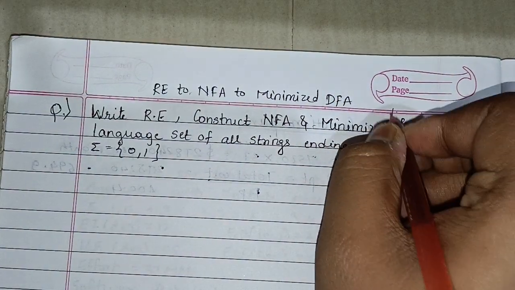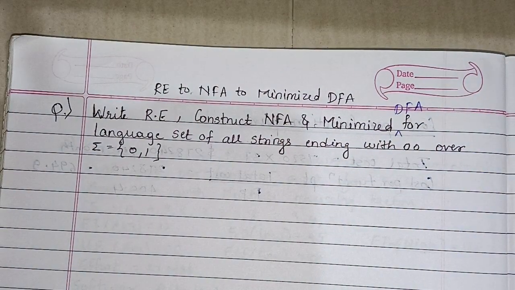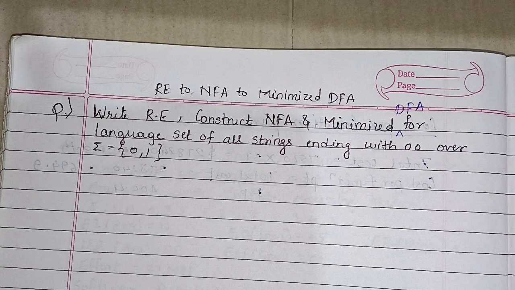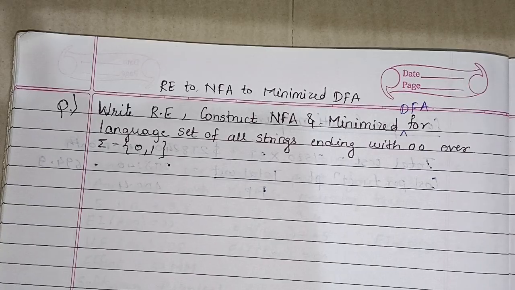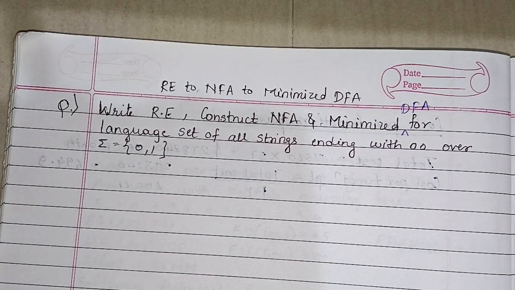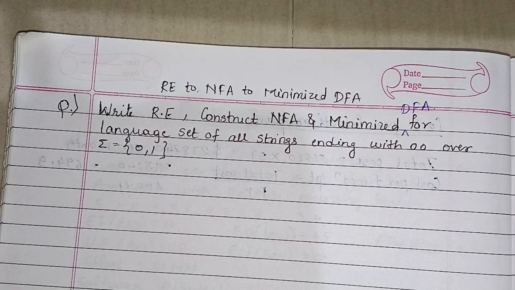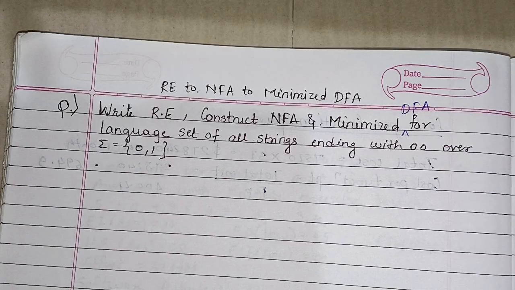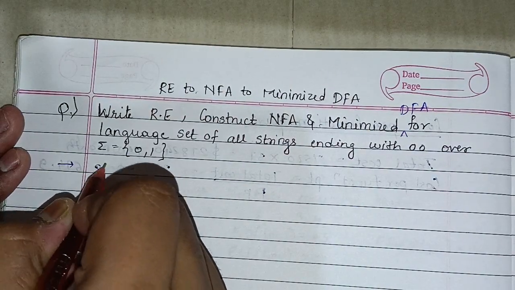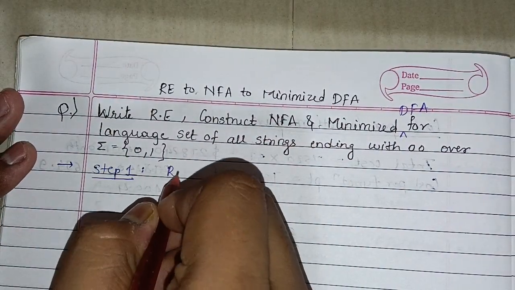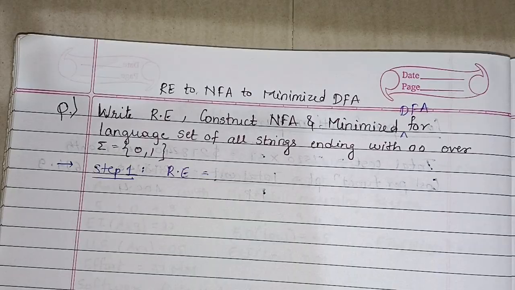Actually here it should be a DFA, minimized DFA, for the language set of all strings ending with 00 over the input alphabet 0, 1. As I told you in the previous videos how to write the regular expression and how to convert to NFA, I'll start solving it. Step 1, regular expression. What is the regular expression here?